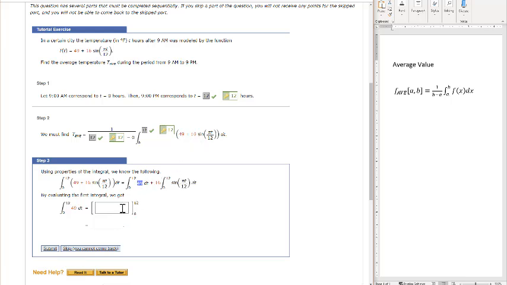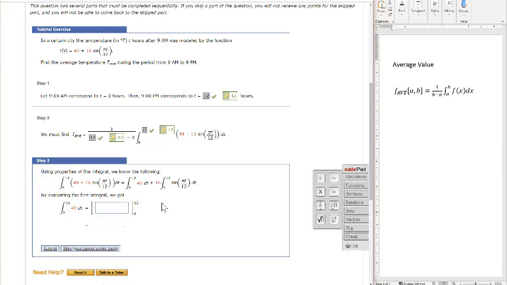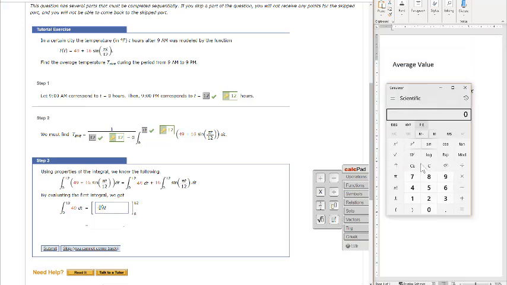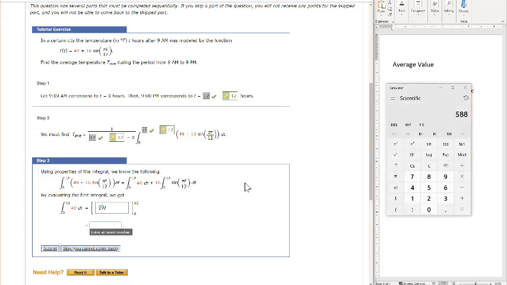So we integrate the constant 49, so that's going to be 49t, and then we're going to put 12 in. We put 0, it's going to be 0, so it's going to be 49 times 12 in our graphing calculator, or our regular calculator. 49 times 12 is 588, and so that should be the first integral.